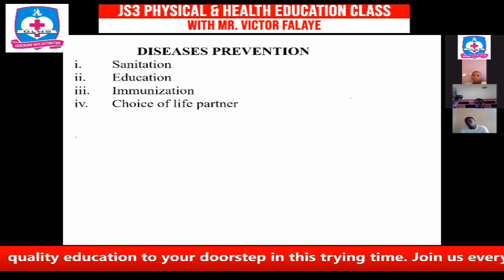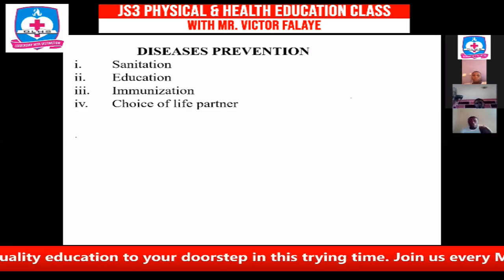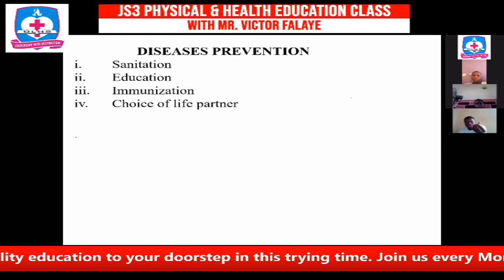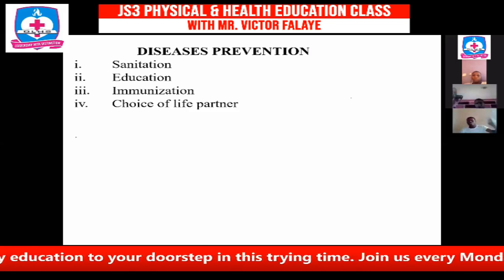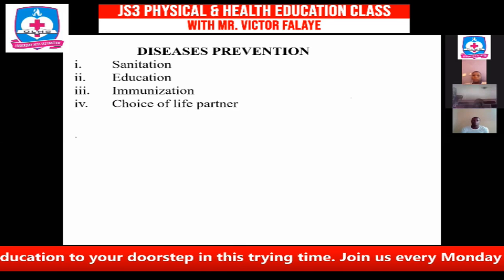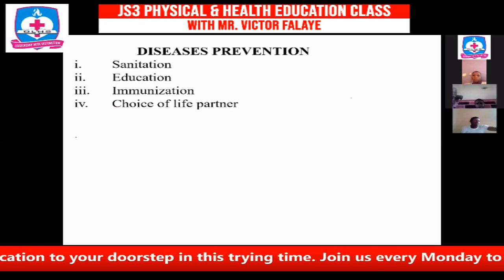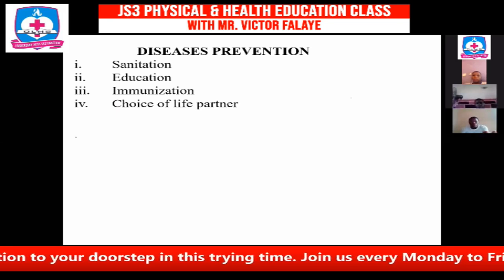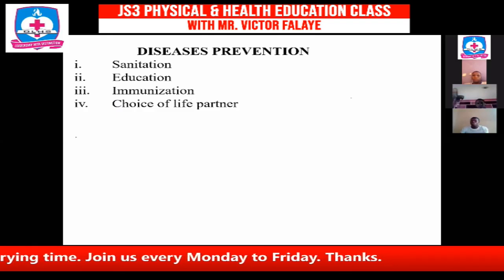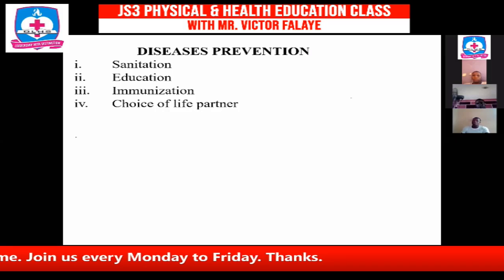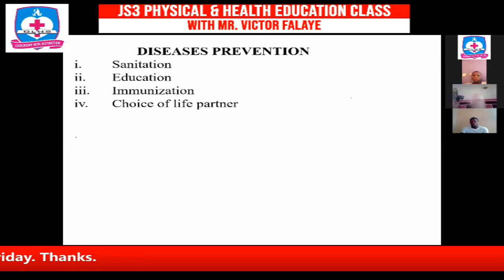That was why I told you the other day that any little container that retains water, no matter how little, mosquitoes breed in it. Before you know it, you see them lay their eggs inside, no matter how small the liquid. And it also has to do with orientation, and you give public enlightenment. All these are ways of preventing what? Diseases. Choice of life partner.